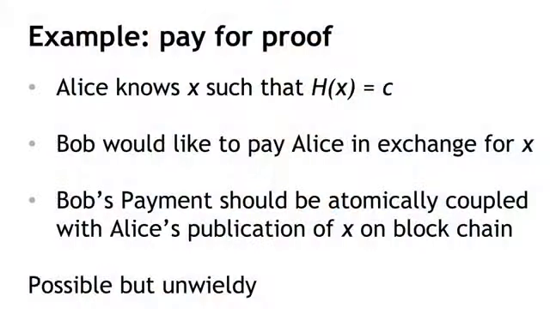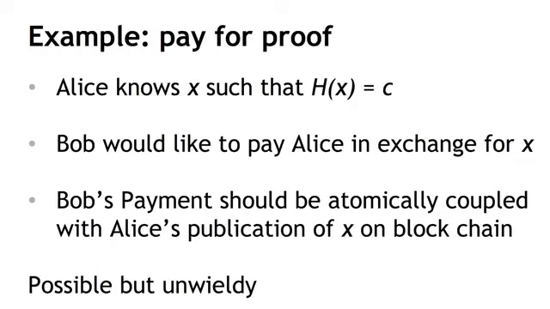But now let's look at another example, which starts to get even more confusing. And here's what I'm talking about. This is something called paying for a proof, and let me explain it in this way. Let's say that there's a hash function h, and Alice claims to know some input x, such that hashing x results in some constant c that's known to everybody. In other words, she knows the hash preimage of some value. Okay. And now Bob would like to pay Alice in exchange for knowing this value of x. Maybe this number x is the solution to some very valuable proof of work computation.